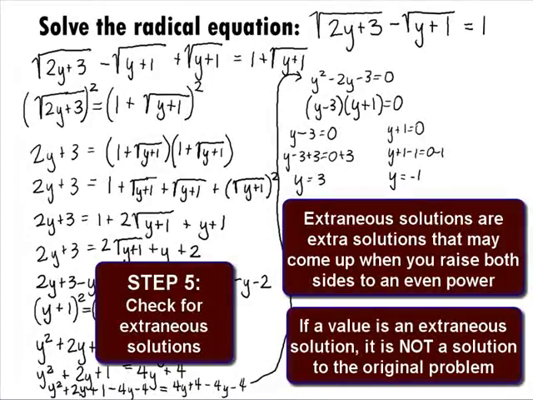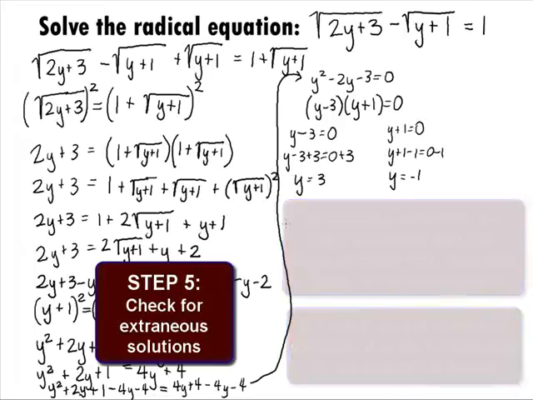In radical equations, you check for extraneous solutions by plugging in the values you found back into the original problem. If the left side does not equal the right side, then you have an extraneous solution. If the two sides are equal, then you found your solution.